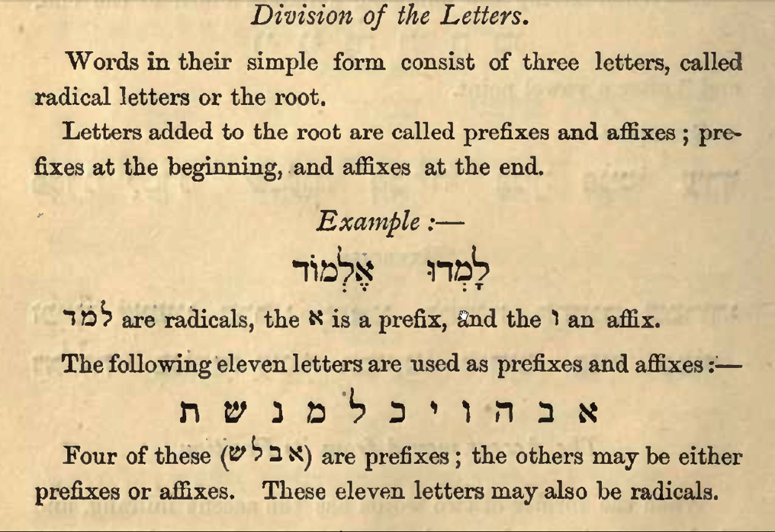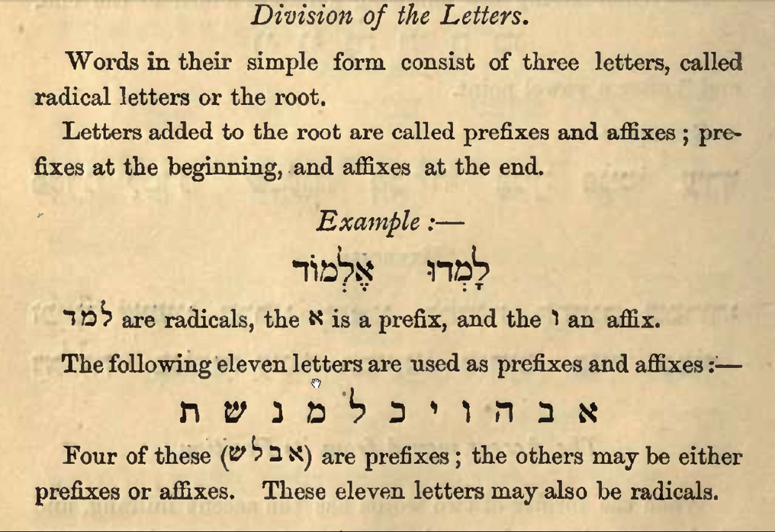For example, lamdu, el mod. So here we have l, m, d, lamad, and l, m, d, lamad. So l, m, d are radicals. Aleph here is a prefix, el mod, and the vav here is an affix stuck at the end, lamdu.